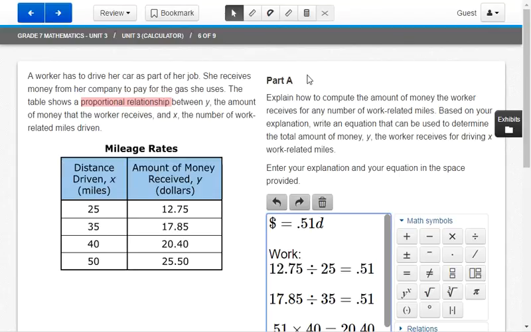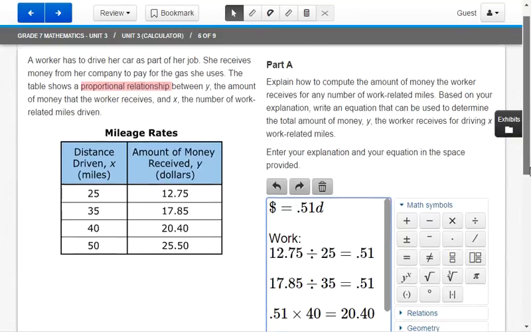Part A. Explain how to compute the amount of money the worker receives for any number of work-related miles. Based on your explanation, write an equation that can be used to determine the total amount of money y the worker receives for driving x work-related miles. Enter your explanation and your equation in the space provided.